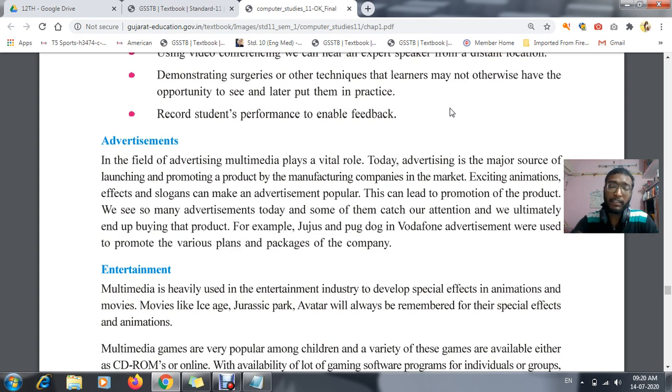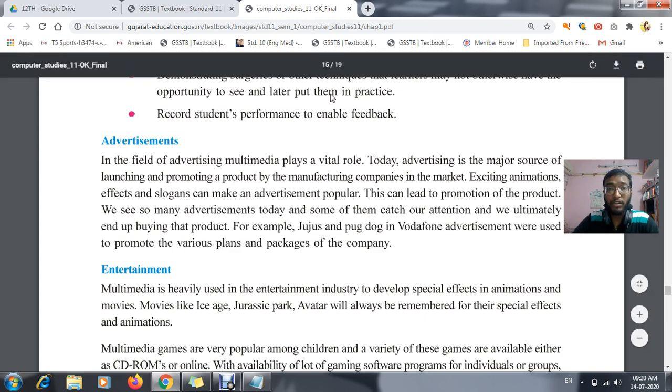Another best example I can say for advertisement is Vodafone. As you know, in Vodafone the Zuzu, that means a cartoon, was animated.